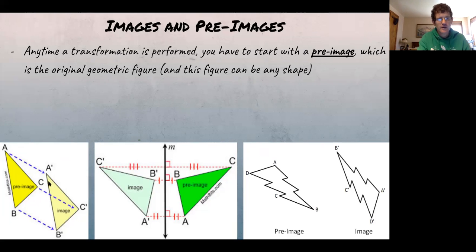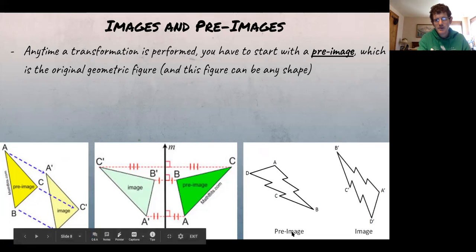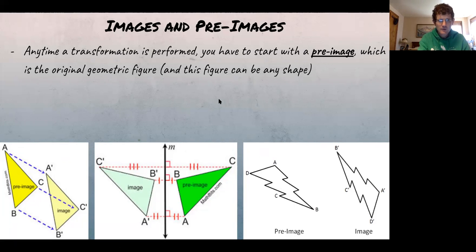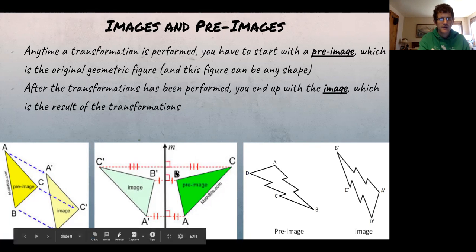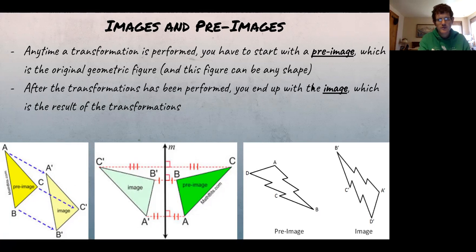All right, so the pre-image right here, all of these show the pre-image. So this is kind of a lightning bolt. That's a pre-image. And this is a triangle that's a pre-image. And this darker green triangle here is the pre-image. So we take that pre-image and we do some kind of a transformation to it. And after the transformation has been performed, you end up with the image. So we took this lightning bolt, looks like we did some kind of a combination of things here, and we ended up with an image and so on here. So you can probably tell yourself what those transformations were in some cases.